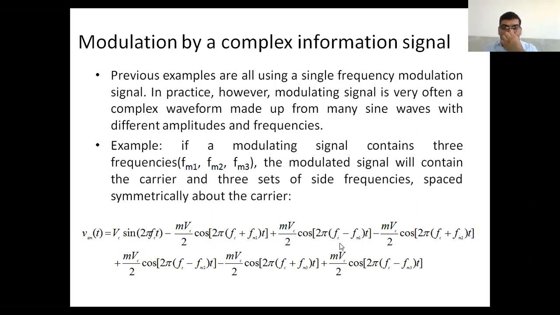Similarly, now we will go for the other frequency, that is minus VmVc by 2 cos 2 pi (Fc plus Fm2). So this is the second frequency, upper sideband, and here mVc by 2 cos 2 pi (Fc minus Fm2), then it will be the lower sideband of the second frequency. And then we'll go for the third. In the third, same formula, Fc plus Fm3, Fc minus Fm3.